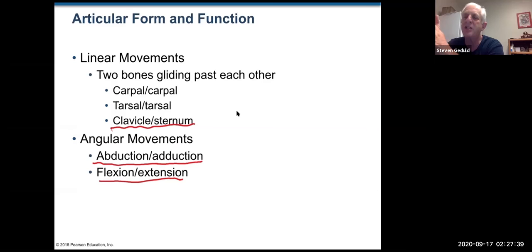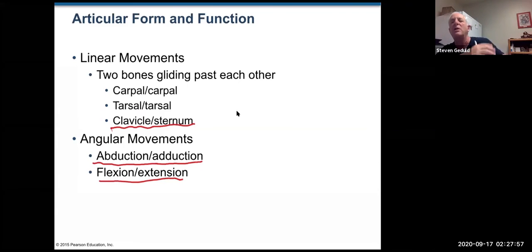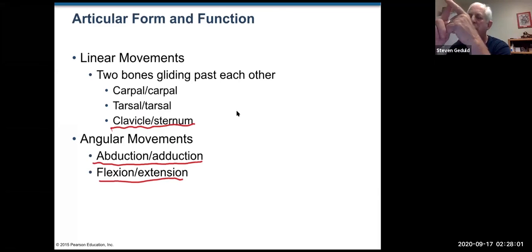Flexion. Flexion is decreasing the angle between two bones. Okay, so if your arm's out straight and you take your bicep and you bring it in, that's flexion because you're decreasing this angle between the two bones. When you take this and you extend it out, that's extension. Extension increases this angle between the two bones. Okay, so you've got abduction, adduction, flexion, and extension.